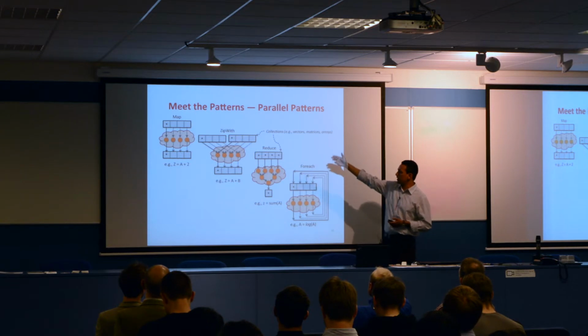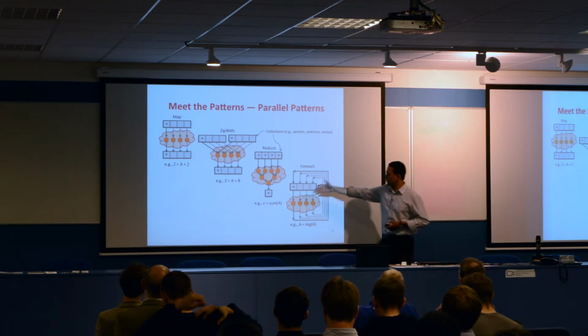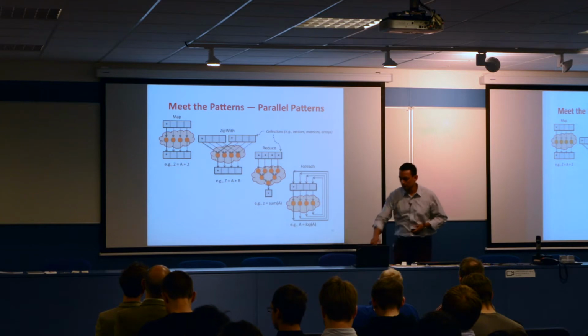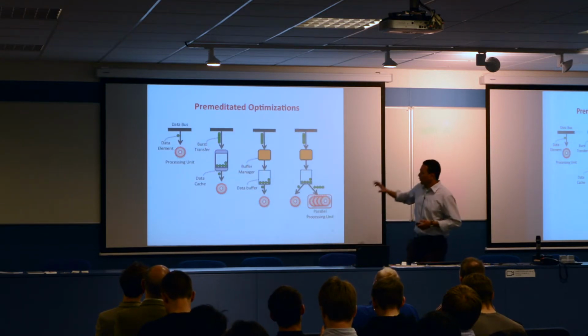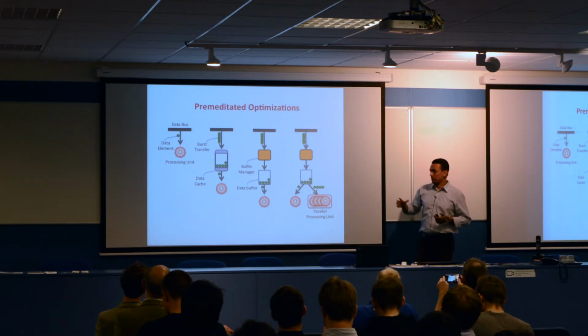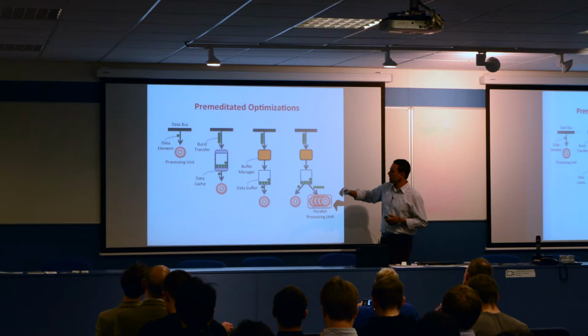For example, in the map, each element is operated upon by a function to create an entirely new collection. In the reduce, all of the elements are operated upon to create a single value. So each pattern has its own way of computation. Then, for each pattern, we can have a premeditated strategy of how to optimize it. Let me give you an example of what I mean by premeditated strategy.